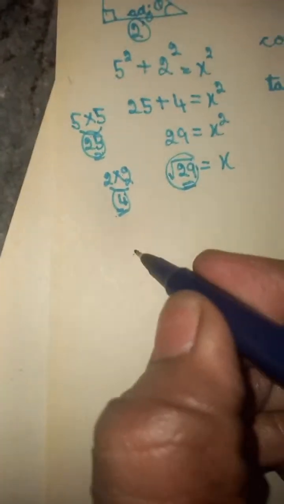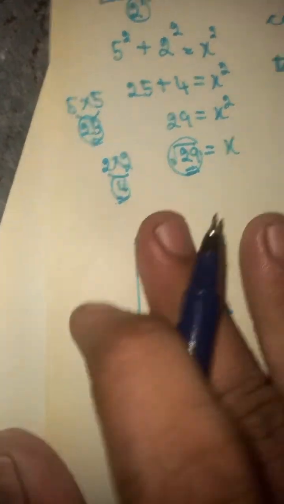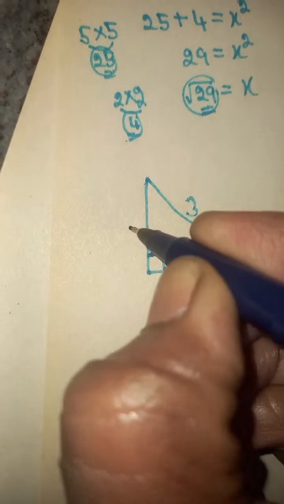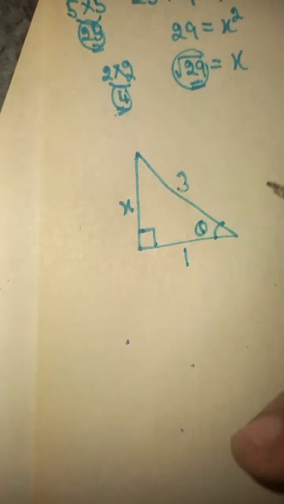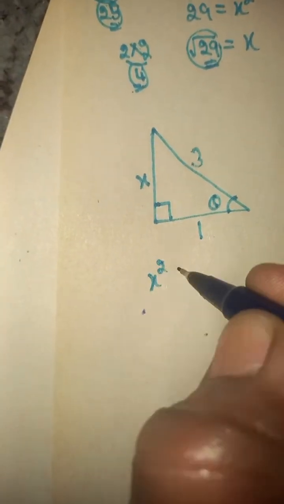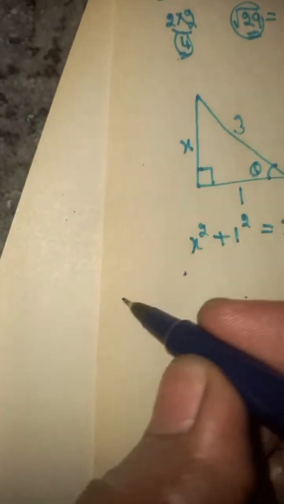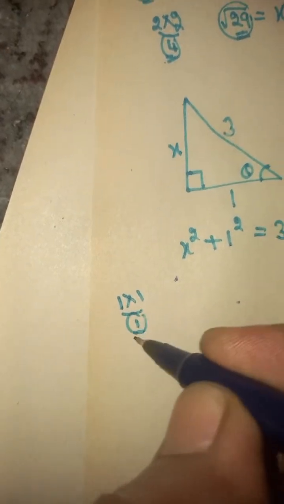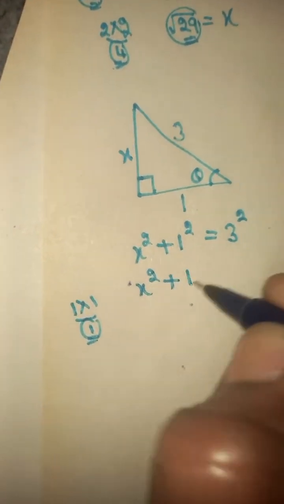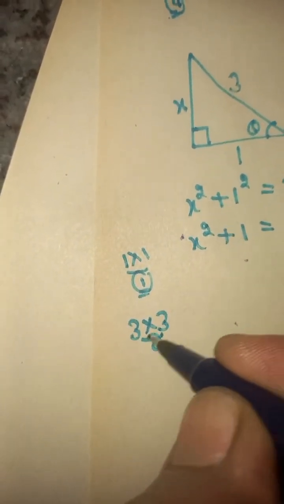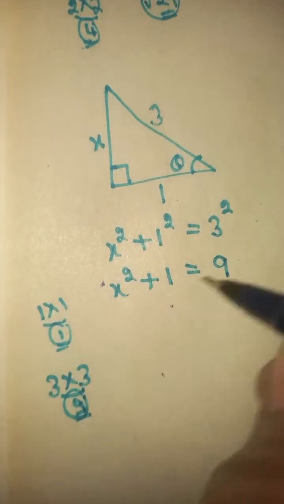Let's take one more right triangle. In this right triangle they have given this side length as 3 units and this side length as 1 unit. You need to find out what this side is. Here they have given us theta. x square plus 1 square will be equal to 3 square. 1 square means 1 times 1, which remains 1. So x square plus 1 will be equal to 3 square, which is 3 times 3, which becomes 9. So it remains as 9.